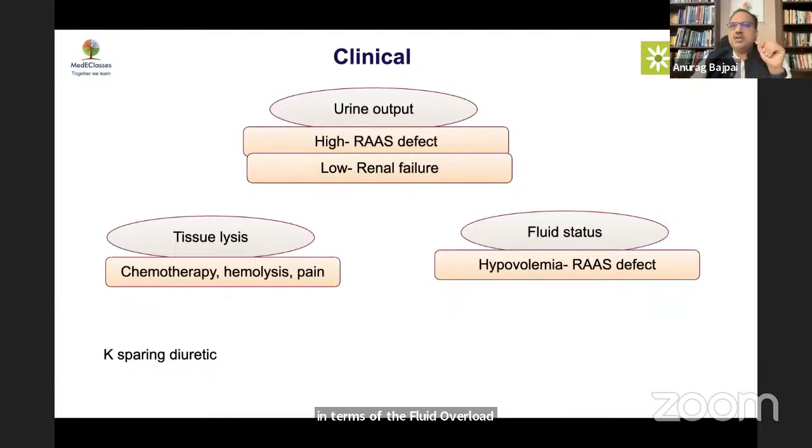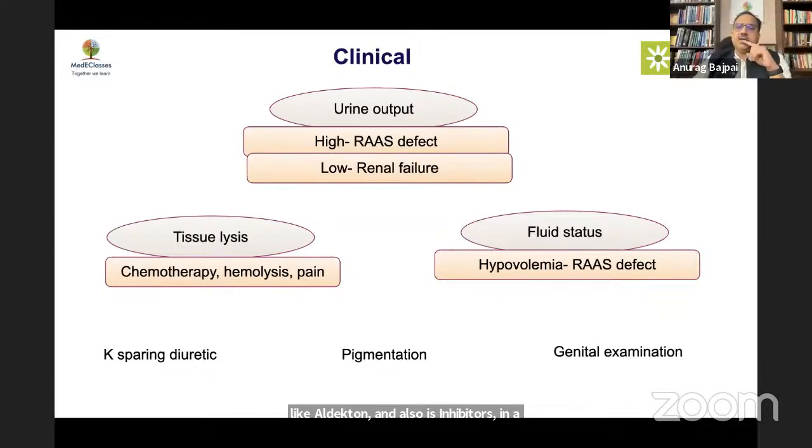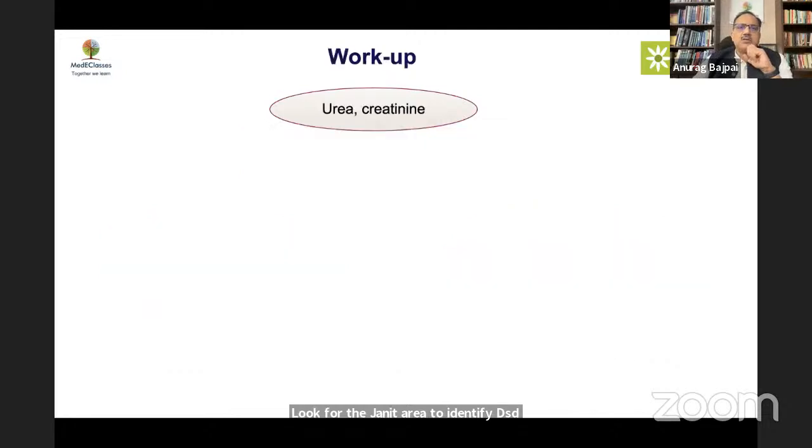Always ask for the history of a potassium-sparing diuretic like amiloride, like Aldactone, and also ACE inhibitors and ARBs. Look for pigmentation to point towards primary adrenal insufficiency. Look at the genitalia to identify DSD, which could be XX and XY, which we'll discuss later on as well.